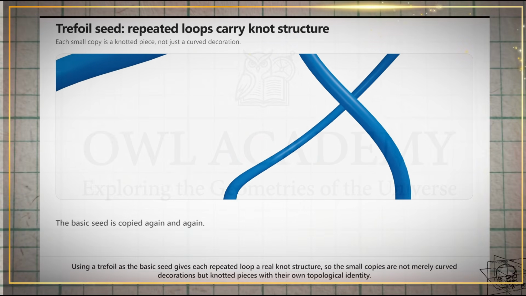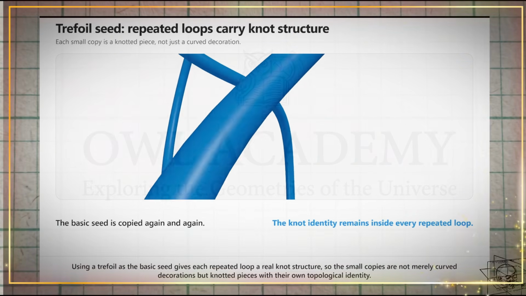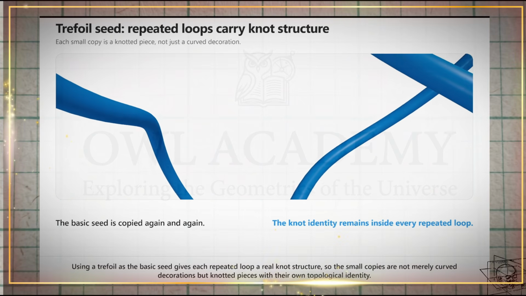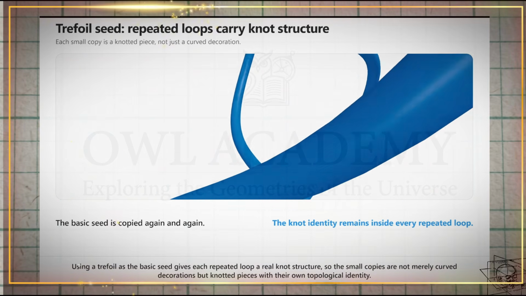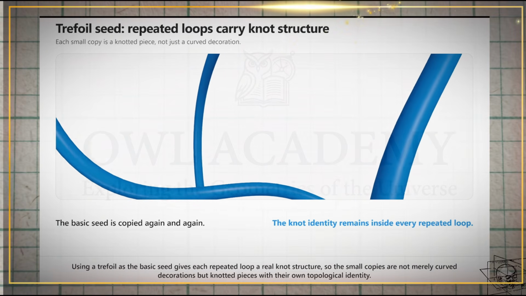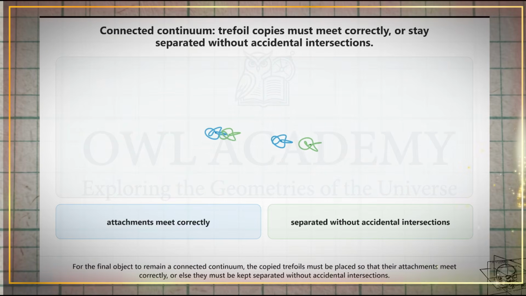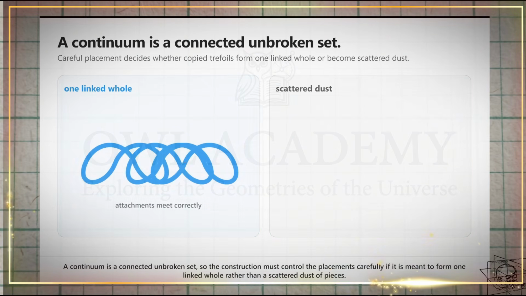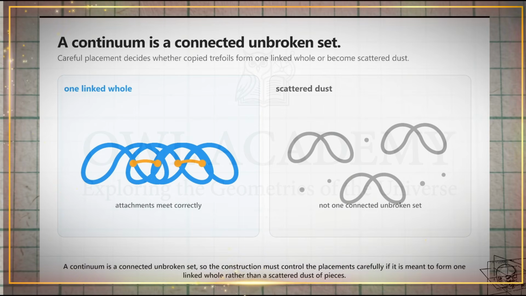Using a trefoil as the basic seed gives each repeated loop a real knot structure, so the small copies are not merely curved decorations but knotted pieces with their own topological identity. For the final object to remain a connected continuum, the copied trefoils must be placed so that their attachments meet correctly, or else they must be kept separated without accidental intersections. A continuum is a connected, unbroken set, so the construction must control the placements carefully if it is meant to form one linked whole rather than a scattered dust of pieces.